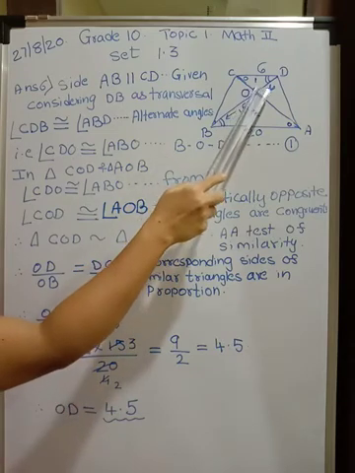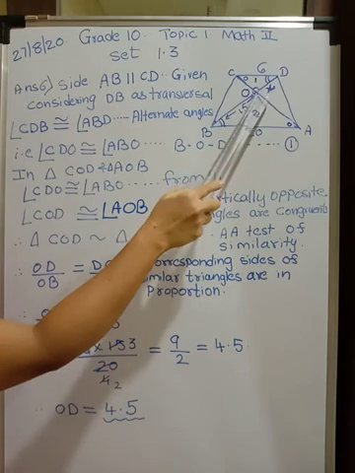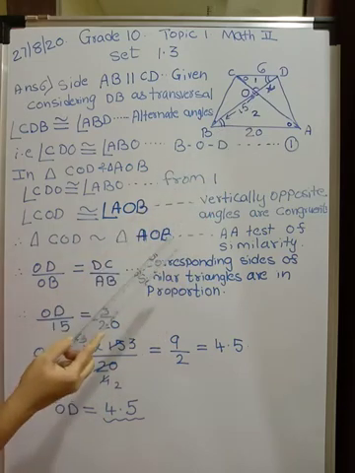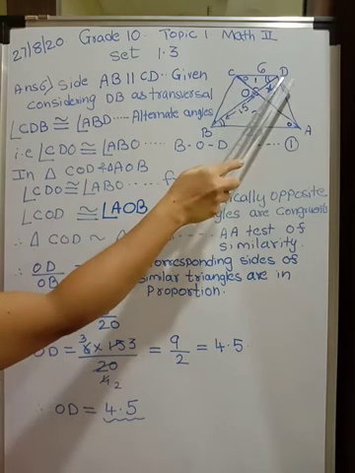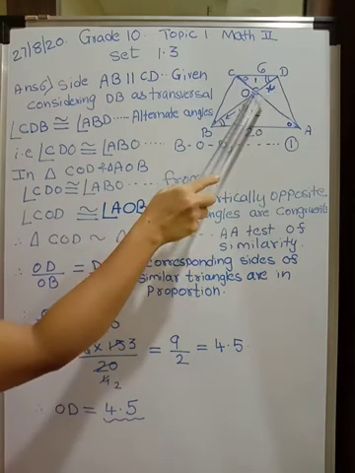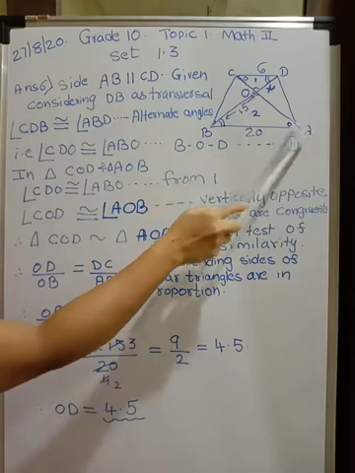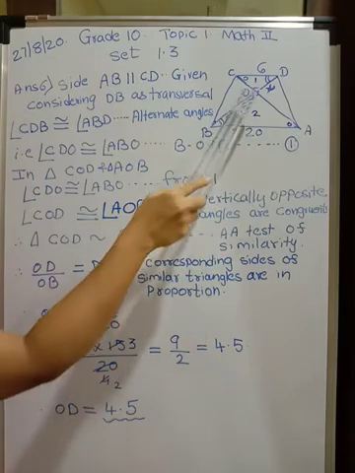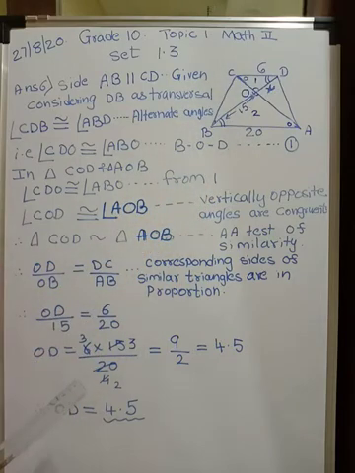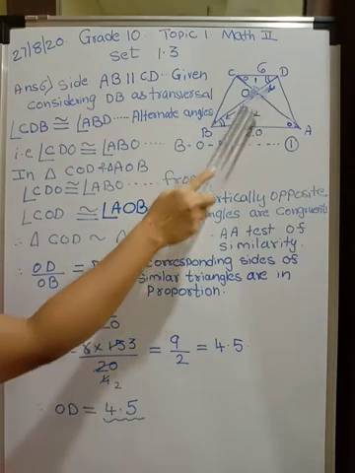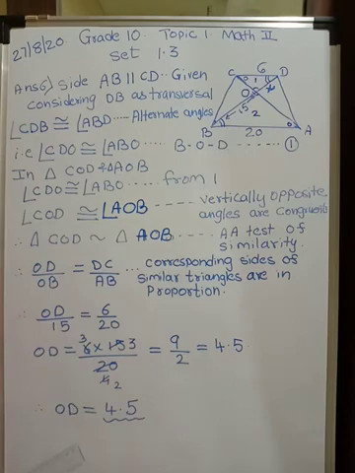Now this angle, can you see? These two are vertically opposite angles, and we know vertically opposite angles are always congruent. So this angle COD, or you can call it DOC, is congruent to angle AOB. So in these two triangles, two angles of each triangle are congruent, and therefore these two triangles are similar by the AA test of similarity.